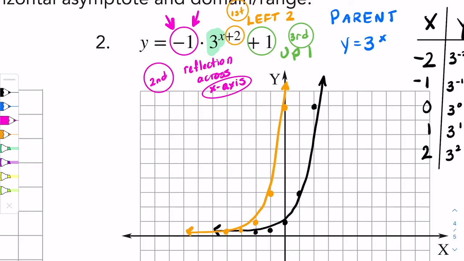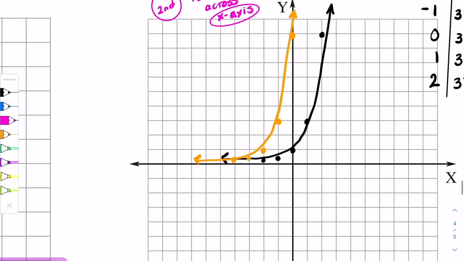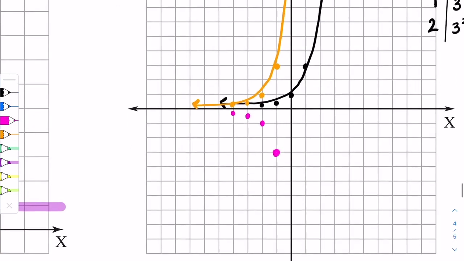We're reflecting across the x-axis. So just like we did before, you can multiply these points or you can physically just count. If this is 1 unit above, this is going to be 1 unit below the x-axis. This is 3 units above, so I'm plotting a point 3 units below the x-axis. This right here, this point's 9 units above, so my new point is going to be 9 units below.